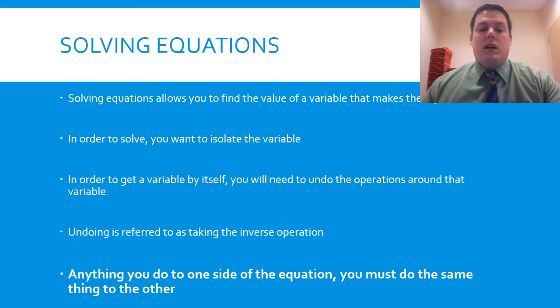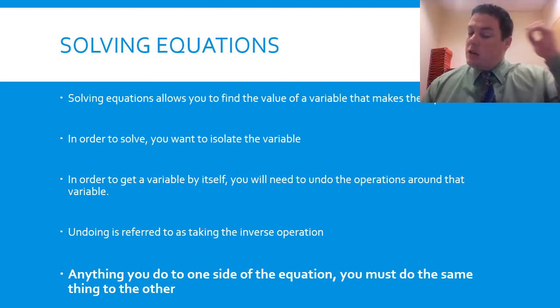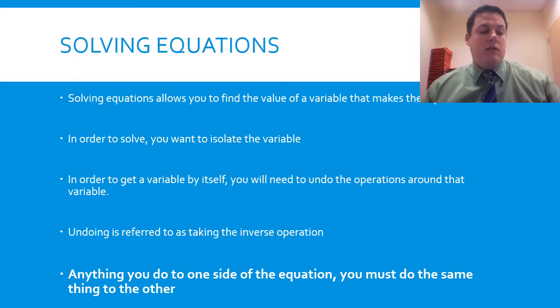So when we're solving equations, you always want to find the value of the variable that makes the equation true. So anytime it says solve the equation, you're always looking for the value of the variable that makes the equation true. In order to solve, you want to isolate that variable. So you want to get it all by itself. And this is done by undoing the operations that are attached to the variable. And you'll kind of see what I mean when we go through examples.